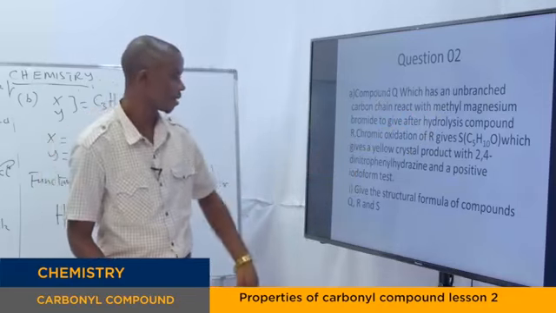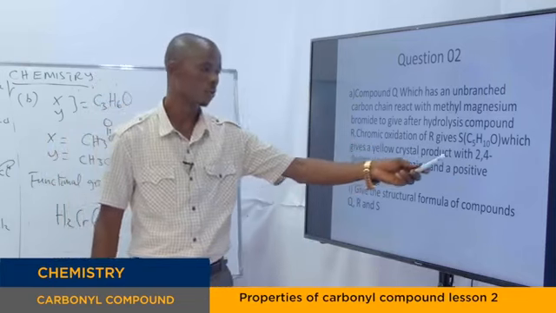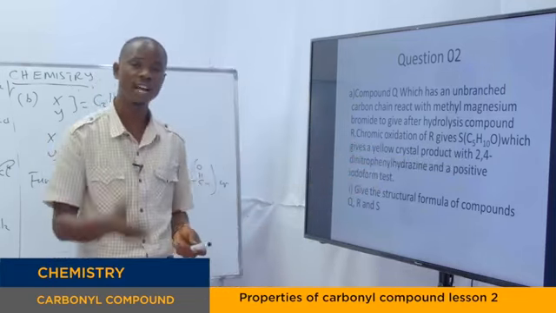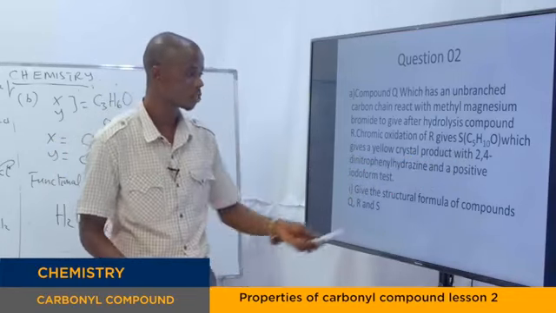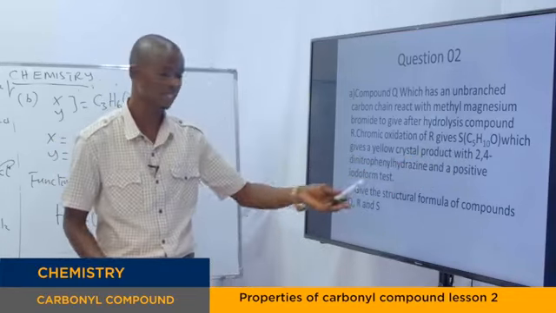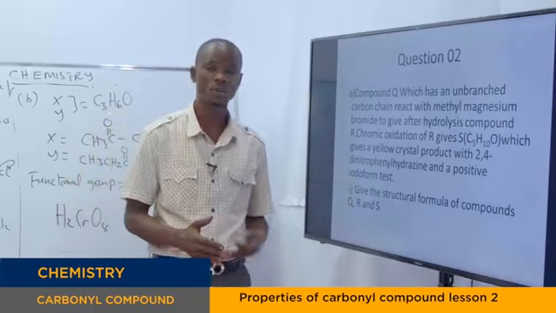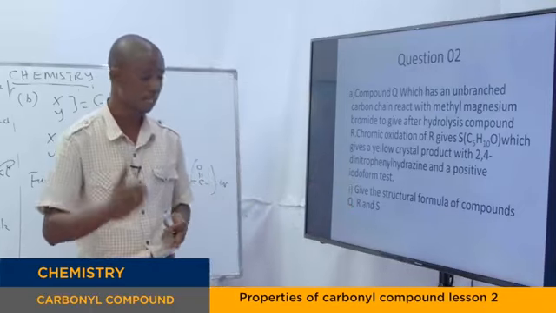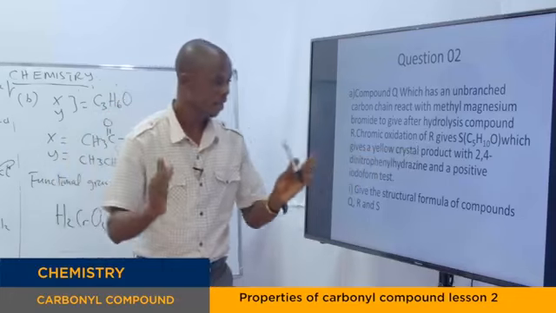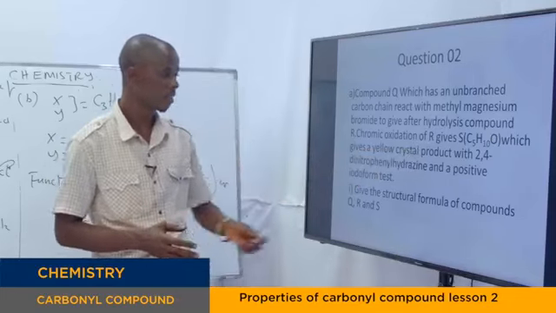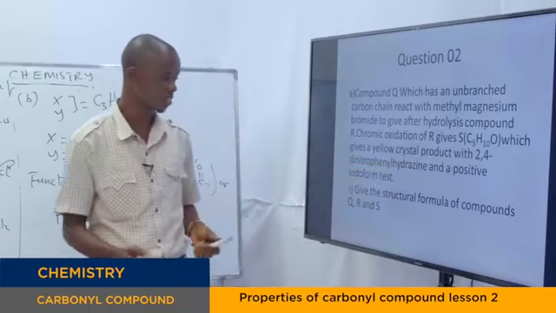But this S gives a yellow crystal with this compound. We have seen the chemical distinguishing test between carbonyl compounds and other organic compounds. So 2,4-dinitrophenylhydrazine tests for the presence of a carbonyl group. So this S, as I said, is a carbonyl compound. That's why it reacts with this one. So it is very simple.